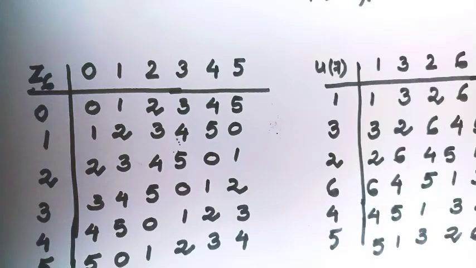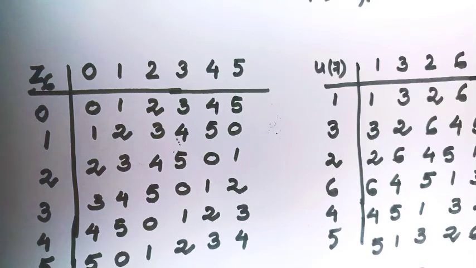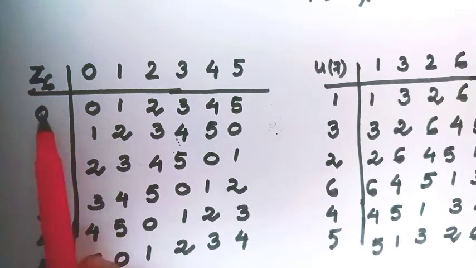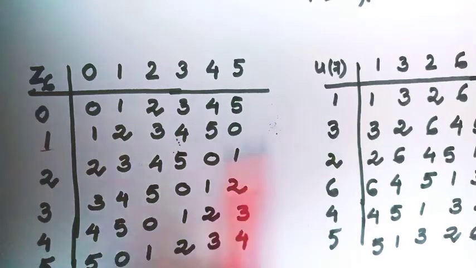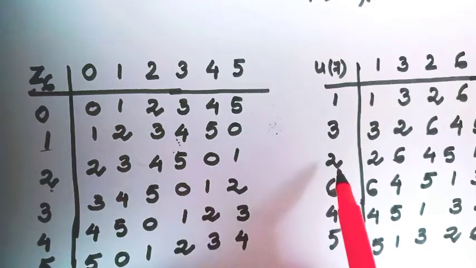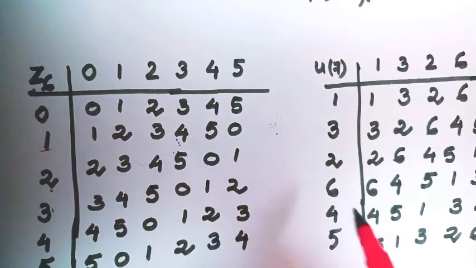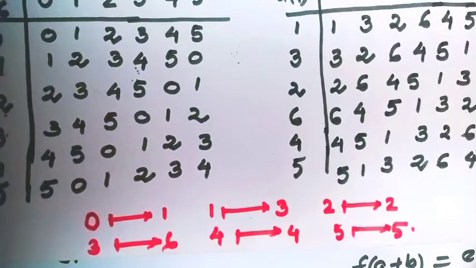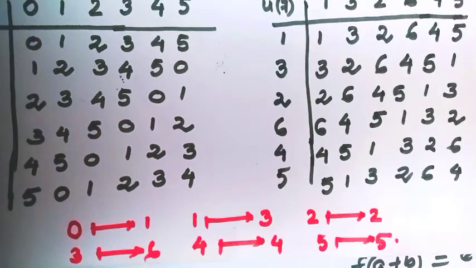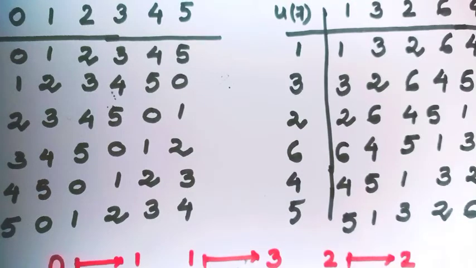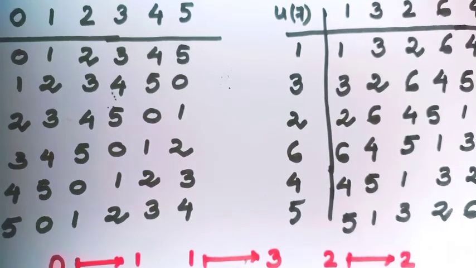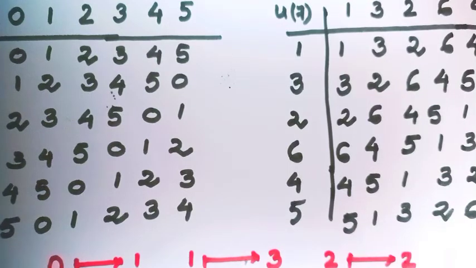If you reorder the rows and columns of U7, then you will find a 1-1 correspondence between 0 to 1, 1 to 3, 2 to 2, 3 to 6, 4 to 4 and 5 to 5. This is the 1-1 correspondence. Are you getting it? So if the Cayley tables are not the same, it does not imply that the groups are non-isomorphic.